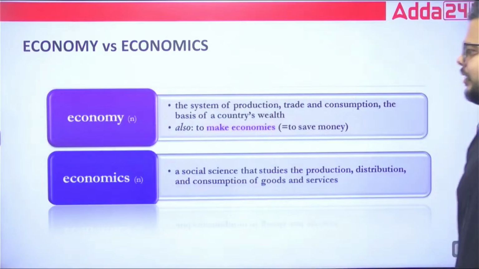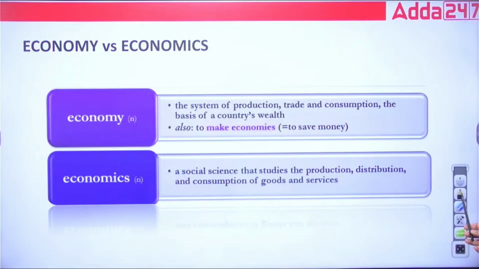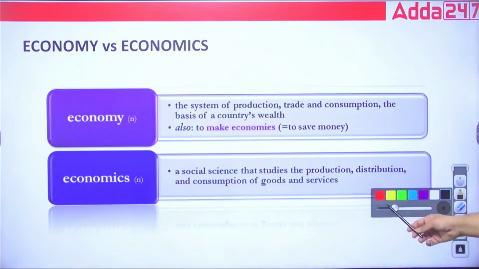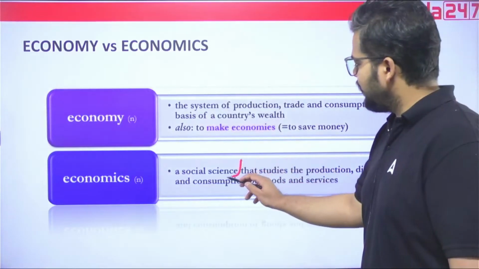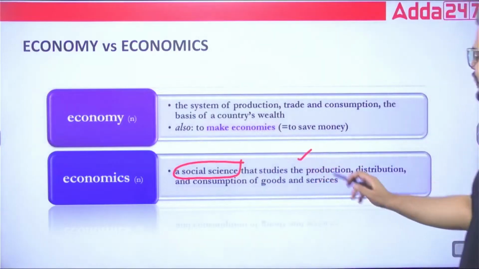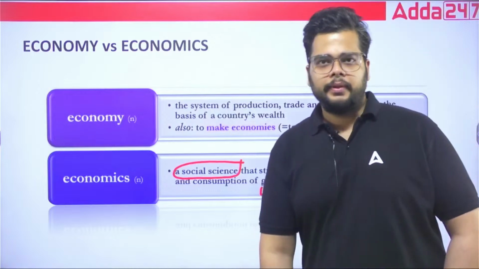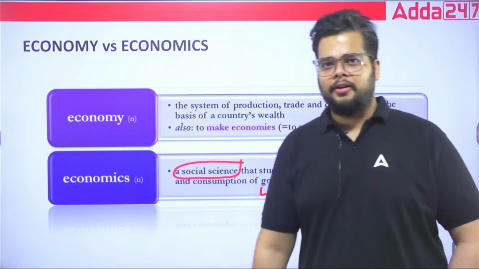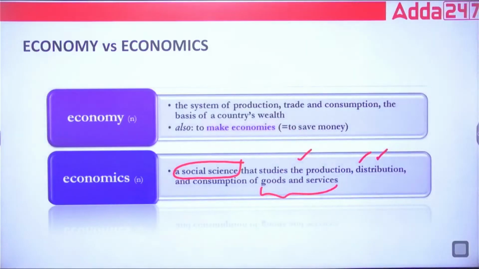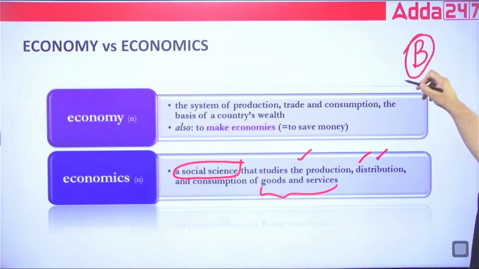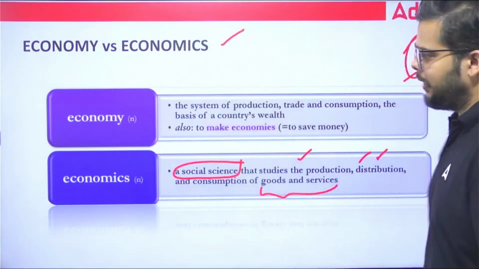Fine. So the particular example will be applicable here also when we talk about the definition. The economy, the system of production, trade and consumption, the basis of a country's wealth, will be termed as the economy. But when we talk about economics, simply stated, it is the social science that studies the production, distribution, consumption of goods and services, and the final production of goods and services will be known as the GDP only. The concept of GDP we will be studying in module B, but you must be very clear in your mind what is the basic difference between the economy and economics domain.